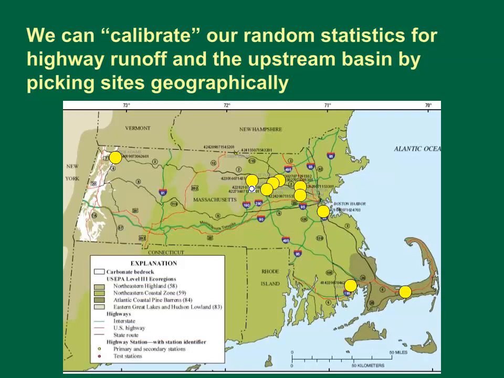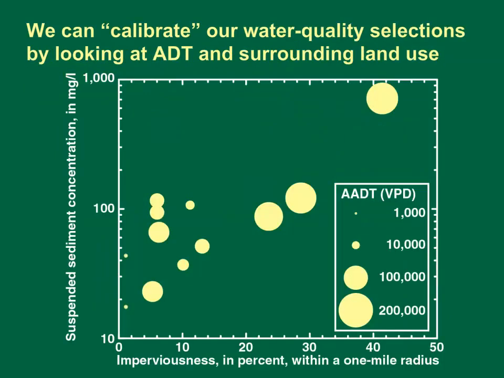This map shows the Massachusetts highway sites in the highway runoff database. We chose sites by average annual daily traffic and ecoregion to look at variability. There were clear differences in water quality that seemed to be associated with soil chemistry in the different ecoregions. We can calibrate our random statistics for highway runoff by looking at average annual daily traffic and surrounding land uses.